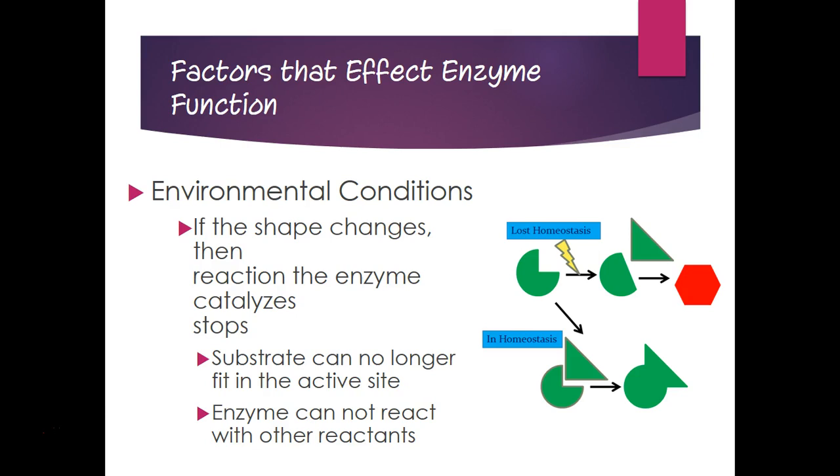So if your enzyme changes shape, then the reaction that the enzyme catalyzes stops. So if I completely lose homeostasis and I get way out of that set point, way away from that optimum temperature or optimum pH, or whatever the condition may be, the enzyme no longer has an active site that is able to fit the substrate that it works on, and so the chemical reaction stops happening.